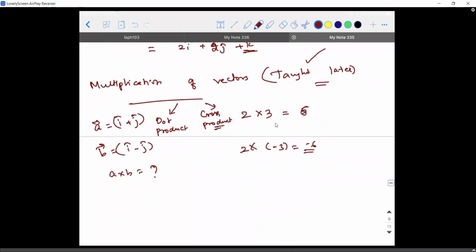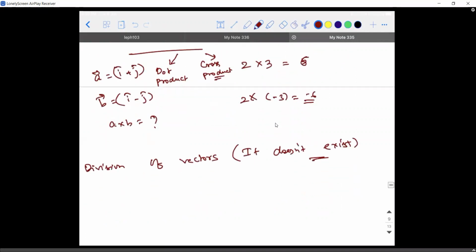And the last part is division of vectors. It doesn't exist. It means you can never divide two vectors. That kind of mathematical operation is not possible at all. So to put it in simple terms, if two vectors are given, the operations you can do between them are: you can either add them, or subtract them, or multiply them. When it comes to multiplication, there are two specific cases. One is called the dot product, and the second is called the cross product. What they are, we will see at the end.